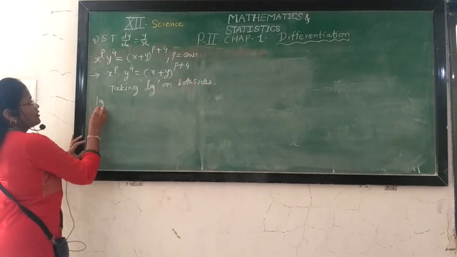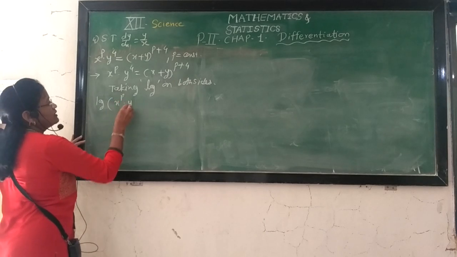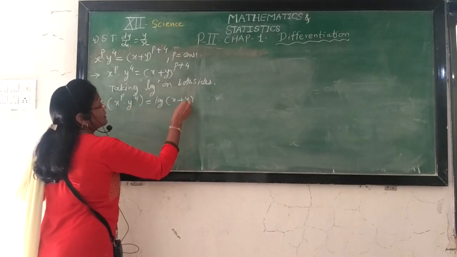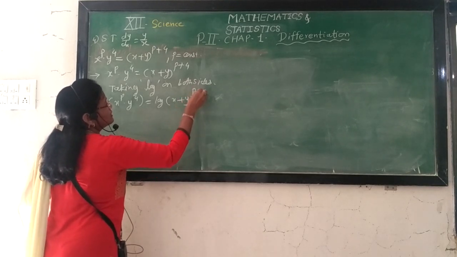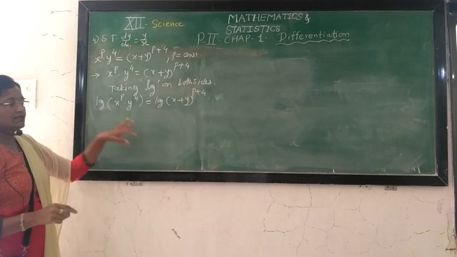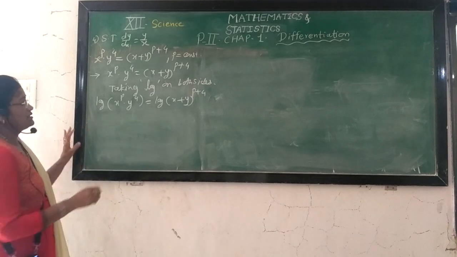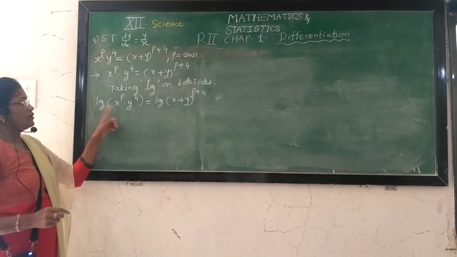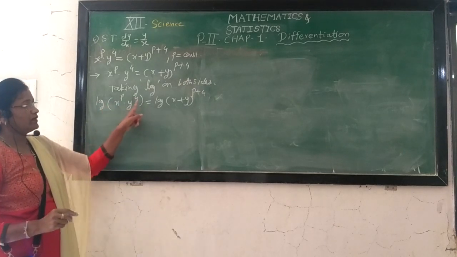So by taking log of x raised to p, y raised to 4. Here log of x plus y raised to p plus 4. You may take the simplification step directly from this as log of a product, use the product rule, log of x raised to p plus log of y raised to 4.